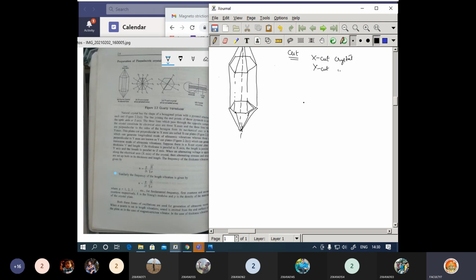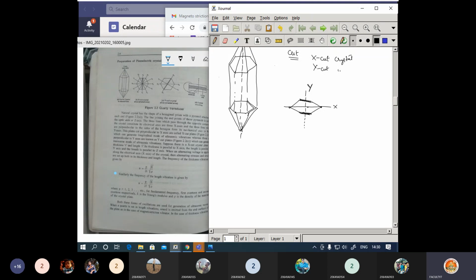For that, let us take a slice of the crystal. Consider this as a slice of crystal. These are one, two, three, four, five, six faces, so we can consider this as a hexagonal crystal. Now these two faces, if you draw a line like this, we consider this as a y-axis. Now the ends, the corners, if you join like this, consider this as the x-axis.